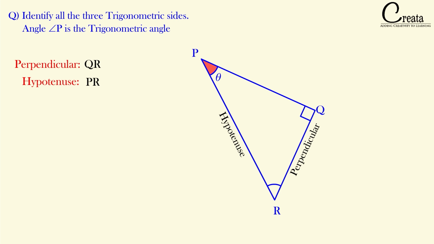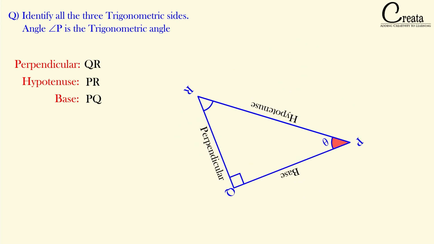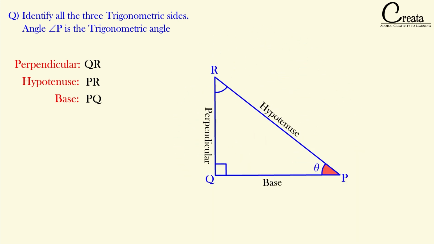And what will be the base? The third remaining side is the base. So PQ will be the base. So got it? We got perpendicular, hypotenuse and base. I have specially taken an inverted triangle because in a simple plane triangle you can easily tell which is perpendicular, which is base and which is hypotenuse. As we got an inverted or rotated triangle, it gets slightly confusing to tell which is perpendicular, base and hypotenuse. So this exercise will help you to do the same.